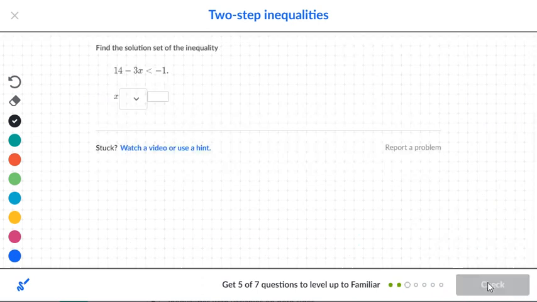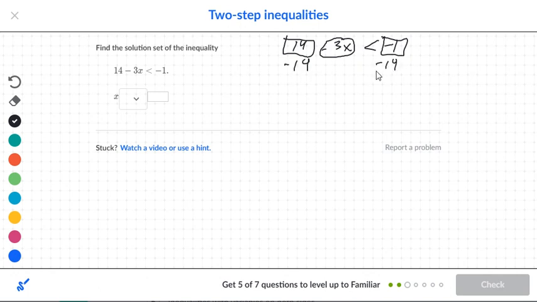Okay, next problem. We have 14 minus 3x, and we're saying that actually negative 1 is better than that. So let's box our numbers, circle our letters, box our numbers. We want this one circle by itself, so we're going to subtract 14. Cross this out. This is a negative 3x, this is a negative 15.